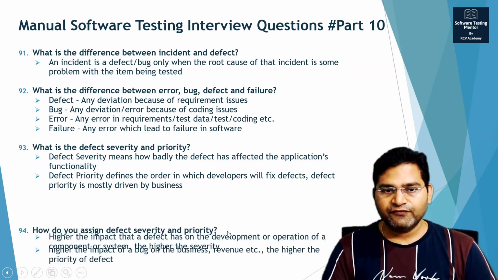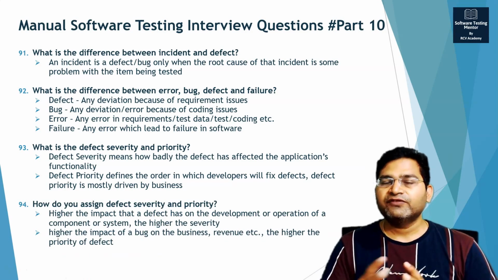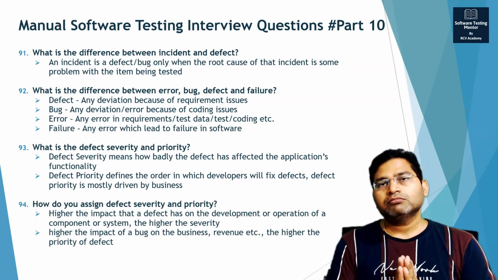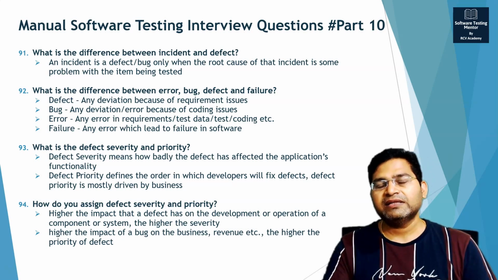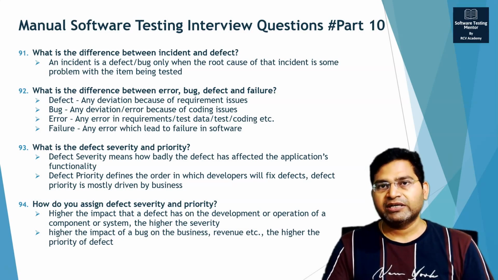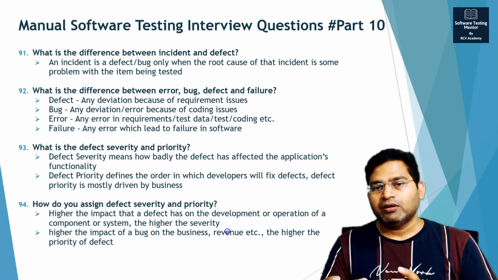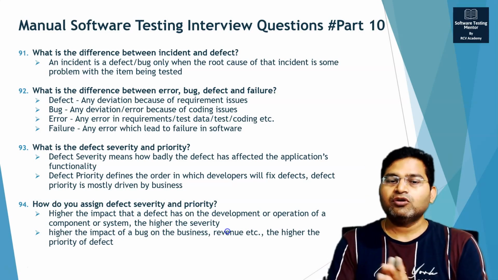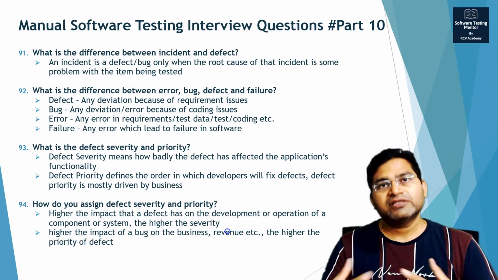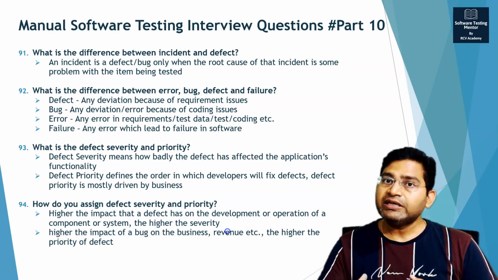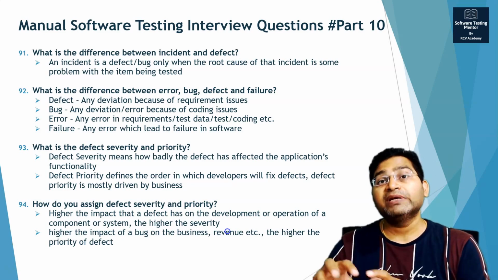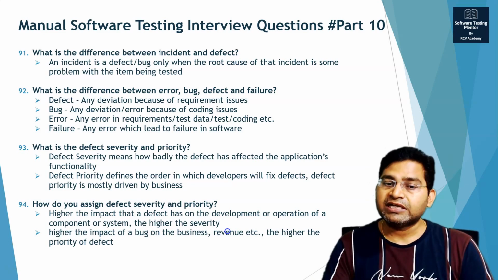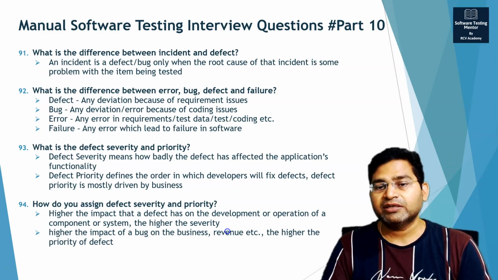Now moving on to the 94th question. How do you assign defect severity and priority? As a tester, you will analyze whether this particular defect needs to have high, medium or low severity. The higher the impact a defect has on the development, operation or a component, the higher the severity. And priority is defined based on the impact of the bug or defect on the business, on the revenue, on the customer satisfaction. The higher the impact, the higher the priority of that particular defect.